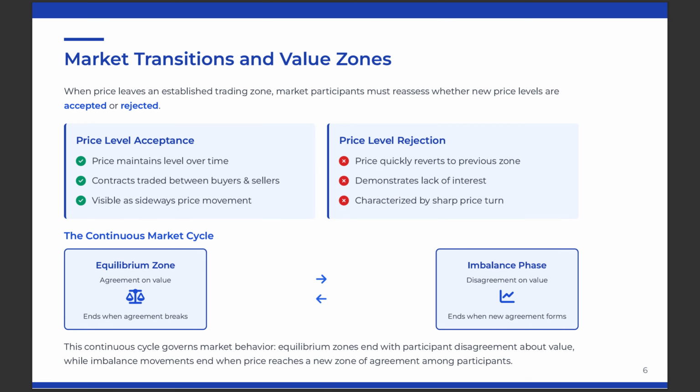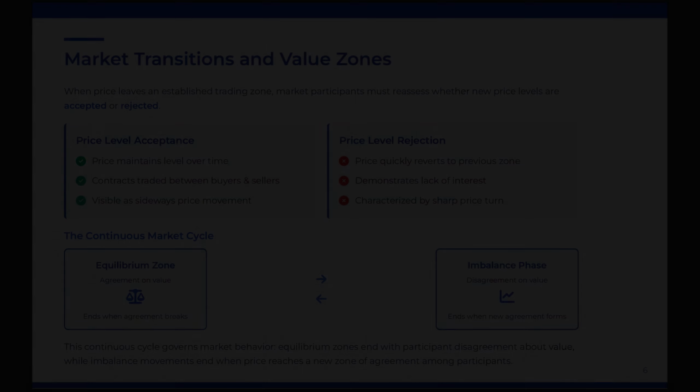Now, what happens when this cozy arrangement breaks down? Magic, that's what. When prices break out of their comfortable value zone, we're witnessing a potential shift in perception. But here's the key question. Will this new price level be accepted or rejected? If traders embrace it, shown by sideways movement and healthy volume, we have a new value area. If they reject it, prices snap back like a rubber band. It's this endless cycle that drives every market move.